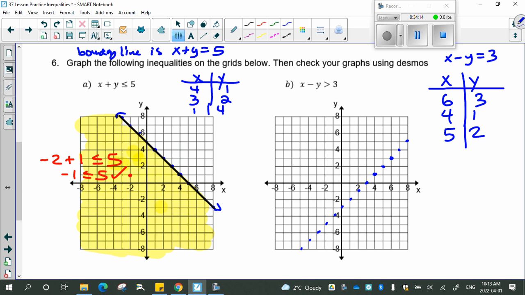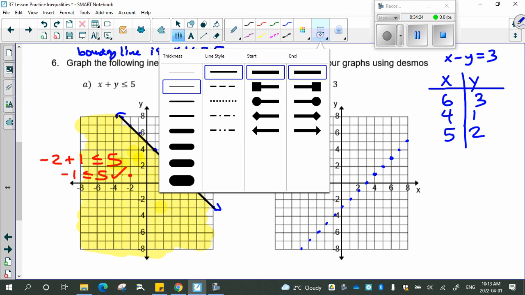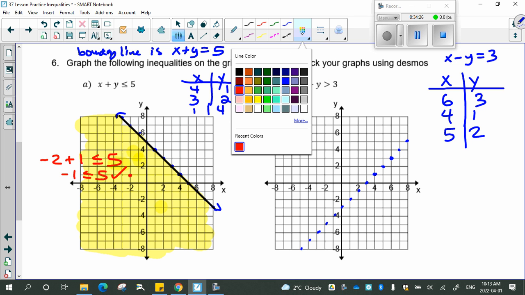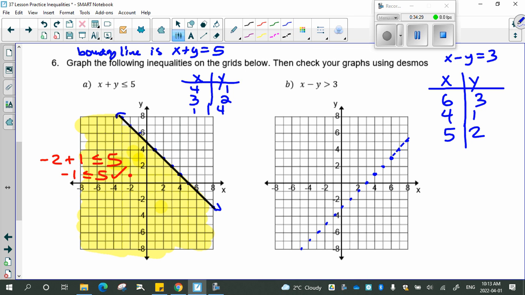So step 1, draw your boundary line. Step 2, decide whether it's dashed or solid. Dashed, because it's just strictly greater than, great. So I'm going to pick a line style out here, and my color. So it's a dashed boundary line. And then am I going to shade above or below? That's the third step. Below? This says greater than. Should be above, okay, because it's greater than.